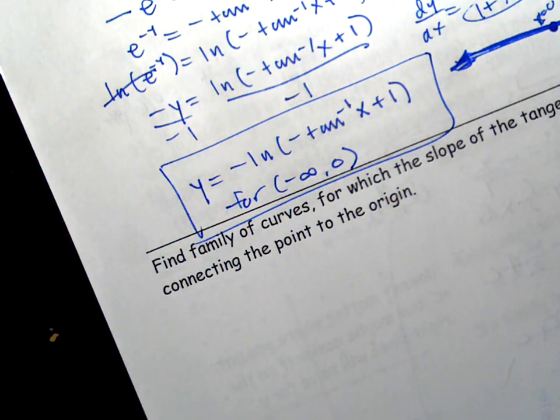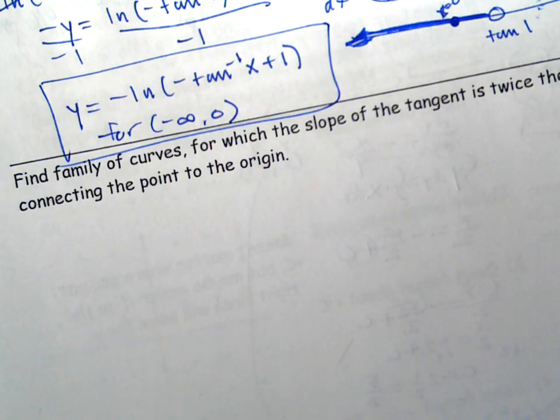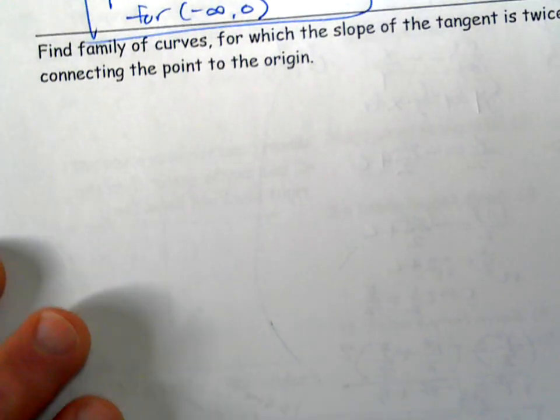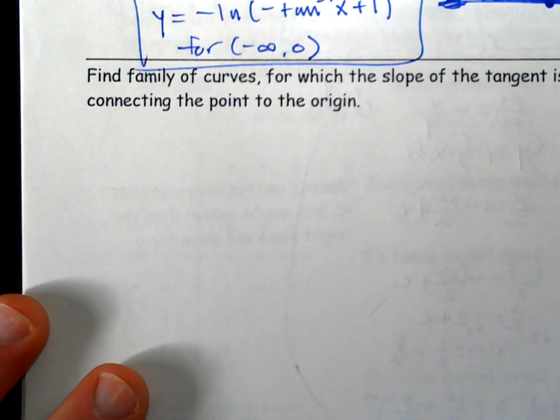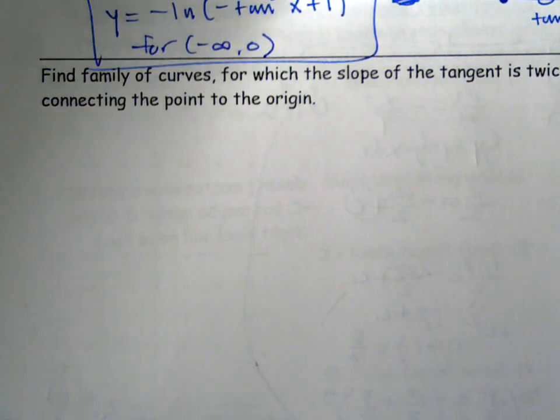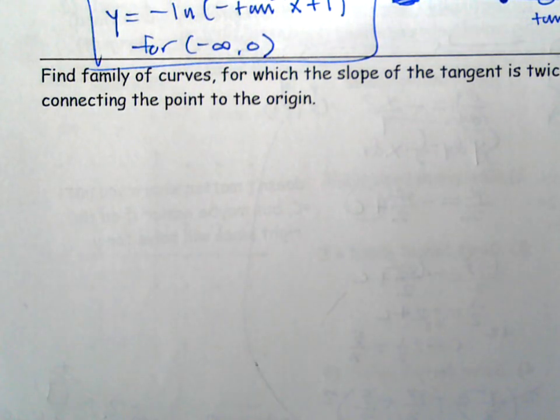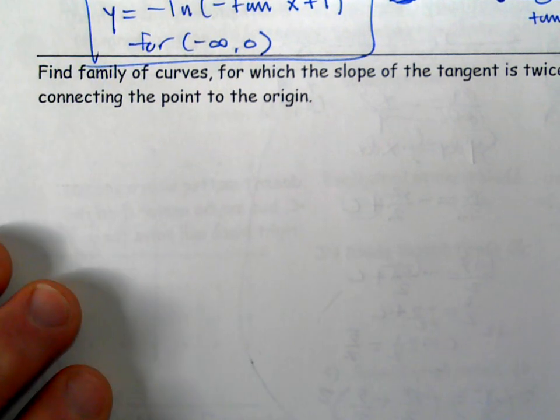All right. So this other problem is just an interesting, kind of challenging question. You guys know when I say challenge, that means it's fun, right? Find the family of curves for which the slope of the tangent is twice the slope of the line connecting the point to the origin. And what are they even talking about?